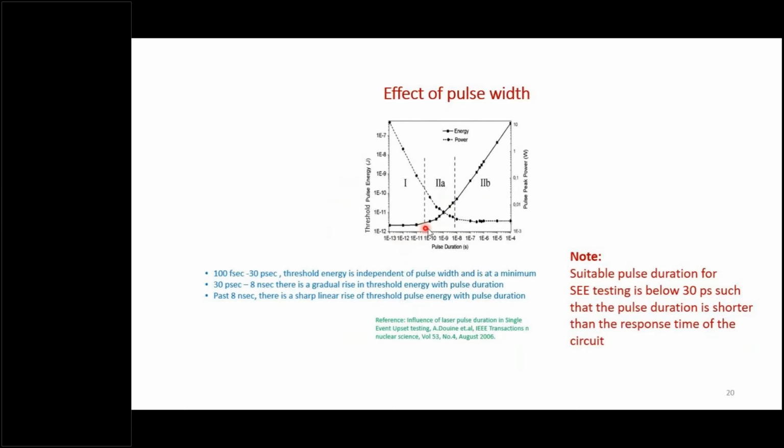So if the pulse duration is shorter than the response time of the circuit, then it does not matter what energy it has. So here, for example, you can see between 100 femtosecond and 30 picosecond, the threshold pulse energy does not vary. It stays constant because it is smaller than the response time of the circuit. When it is more than that, 30 picosecond to 8 nanosecond, then there is a gradual rise with the pulse duration. And past 8 nanosecond, there is a sharp linear rise: the increase in pulse duration will increase the threshold pulse energy. So it's not that you cannot get the SCE with longer pulses, it requires more energy to get that. Typically, you want to use a picosecond pulse so that you make sure your pulse duration is shorter than the response time of your circuit.